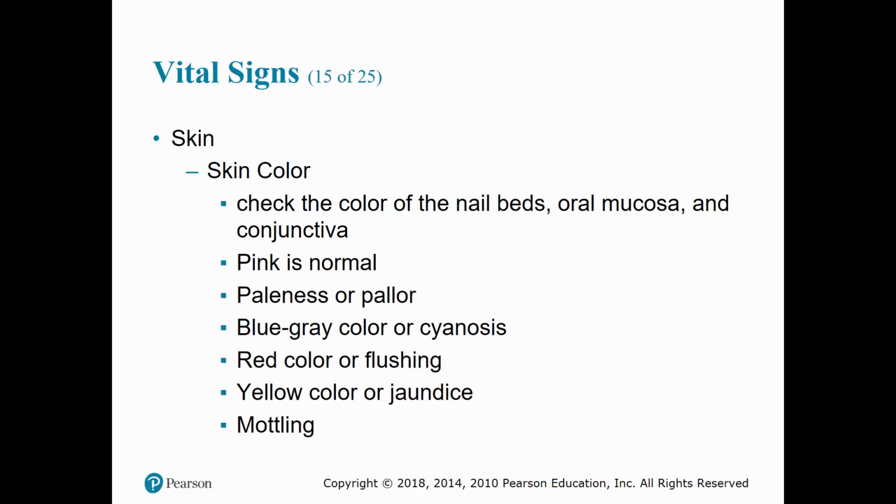Flushing, or red color of the skin, would be a sign of heat exposure, peripheral vasodilation, or a very late finding in carbon monoxide poisoning. Jaundice, or a yellow color, would be indicative of liver disease. And mottling is a discoloration similar to cyanosis. However, it occurs as a blotchy pattern. Mottled skin may be seen in some shock patients or patients with blood pooling in the extremities for a long period of time.